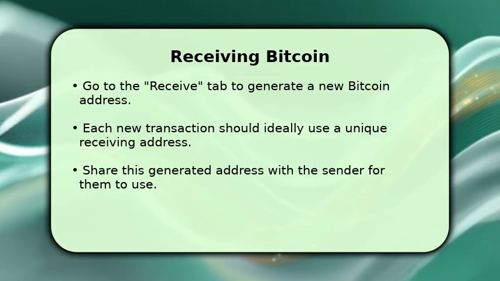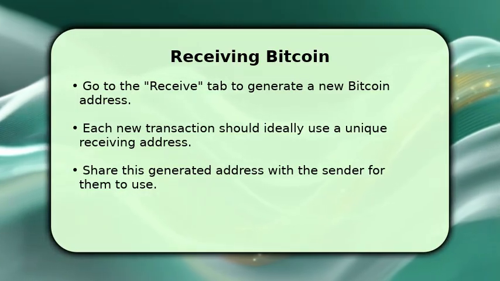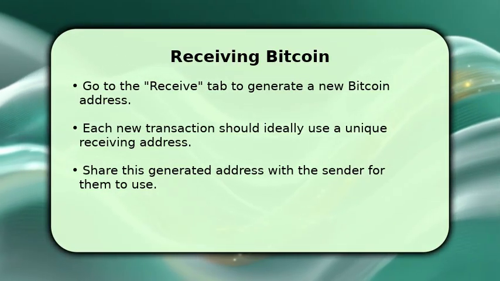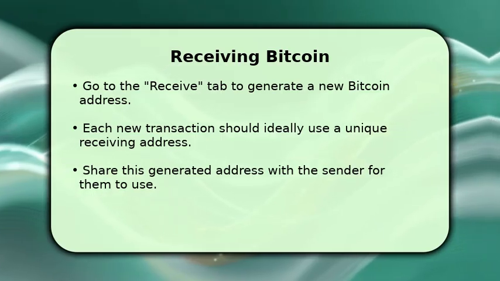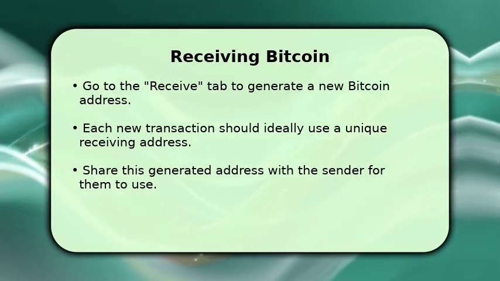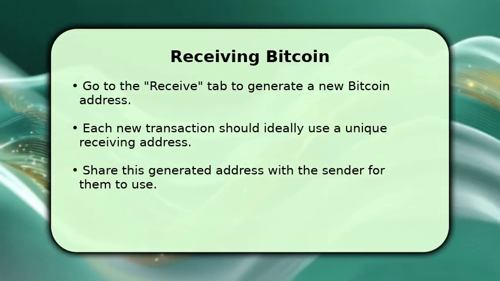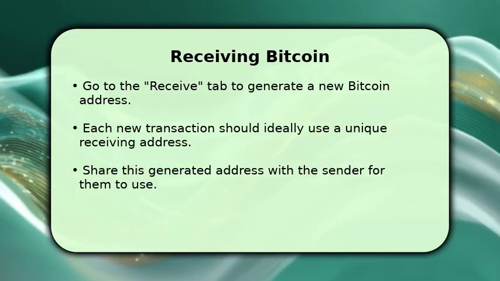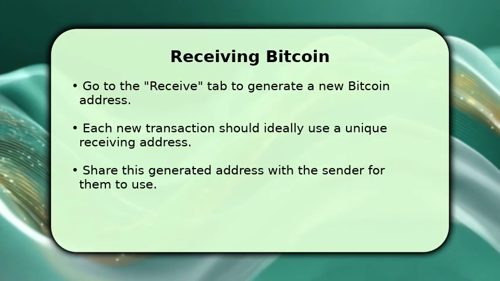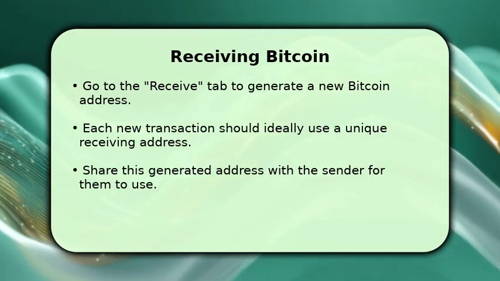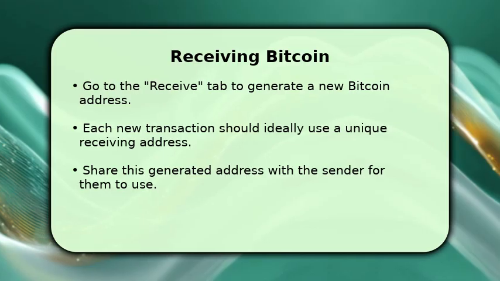Receiving Bitcoin is straightforward. Head over to the Receive tab in your Bitcoin Core wallet. Here, you can generate a new receiving address. It's a good practice to use a fresh address for each incoming transaction to enhance your privacy. Once generated, simply copy this address and provide it to the person who will be sending you Bitcoin.